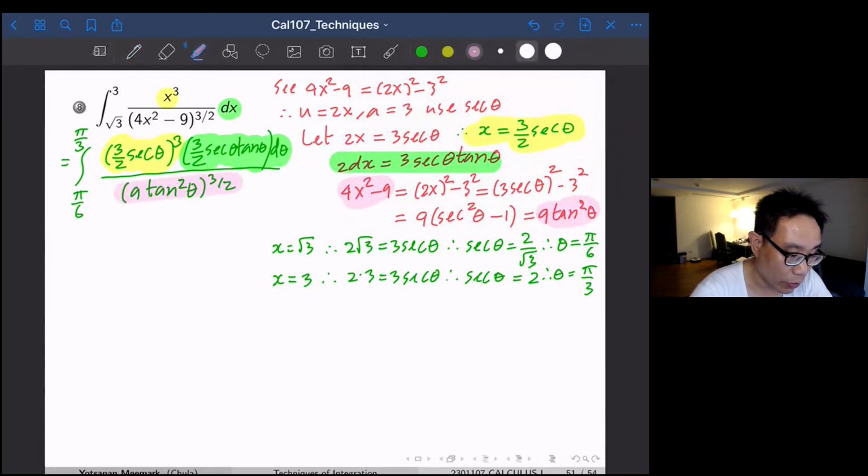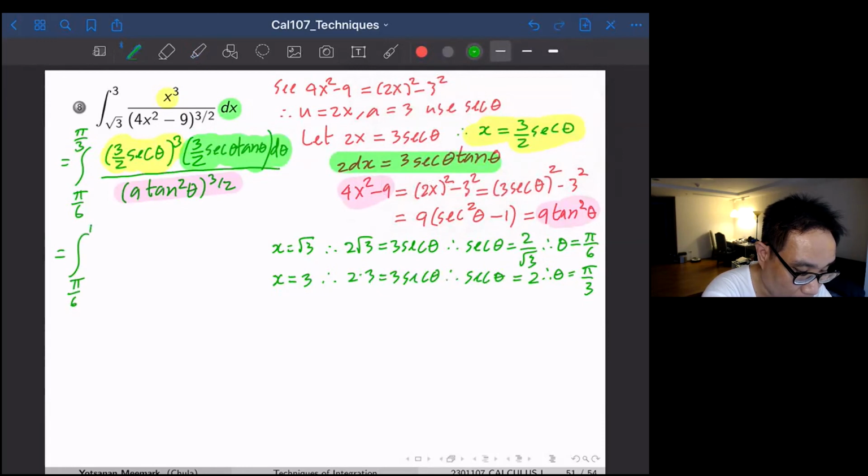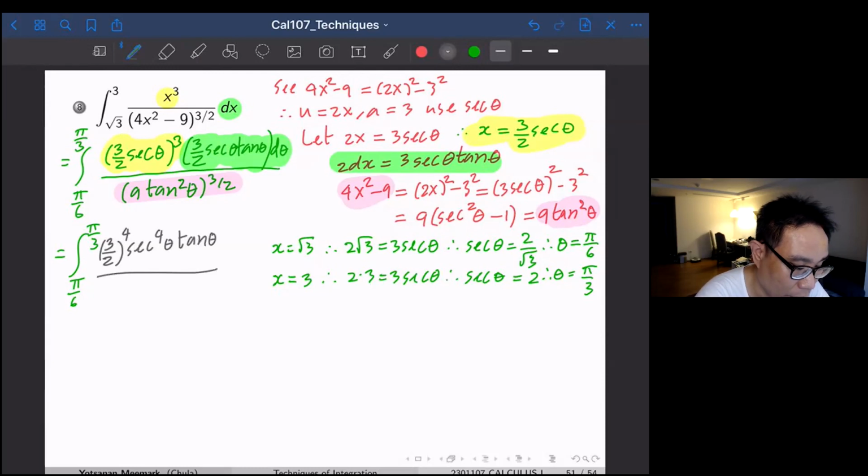Okay, so this will be the integral from pi/6 to pi/3. And you need to multiply everything like this. So just concentrate. It's going to be 3/4 to the fourth. And how many secants do you have? You have 4 secants, so it's going to be secant to the fourth, tan theta. And you have the square root to the third power.